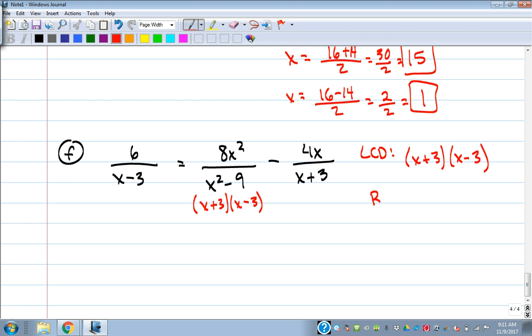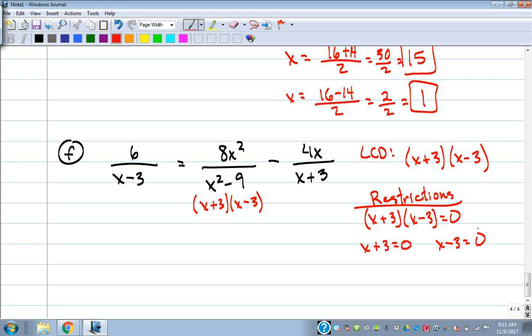Okay, and then so we can get our restrictions real quick from that, or excluded values, whatever you want to call them. X plus 3 times x minus 3 equal to 0. Set each factor equal to 0. X equals negative 3, or x cannot be negative 3. X cannot be positive 3. Those are our restrictions. Then we go up here and we fix the denominators for the fractions that need fixing.